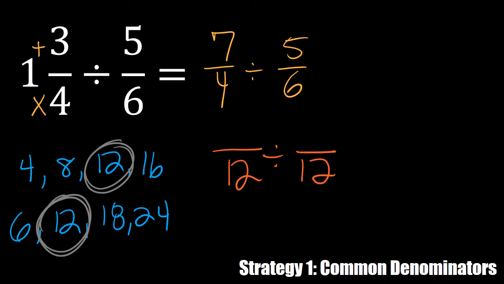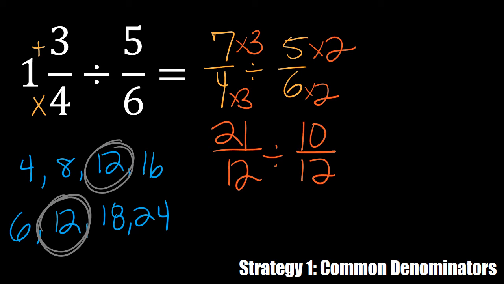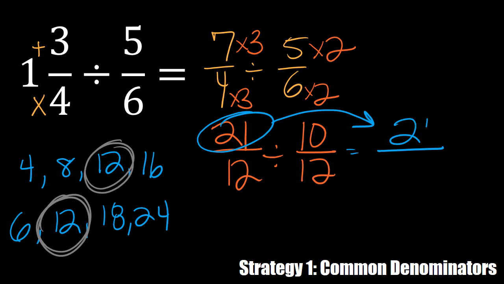So for 7/4, I know that 4 times 3 gives me 12. So I can do 7 times 3 gives me 21. And then 6 times 2 gives me 12. So multiply 5 times 2 gives me 10. And since I have common denominators here, you guessed it, my first numerator is going to be the top number. Second number is going to be in the denominator.